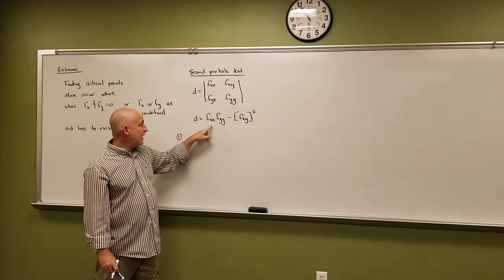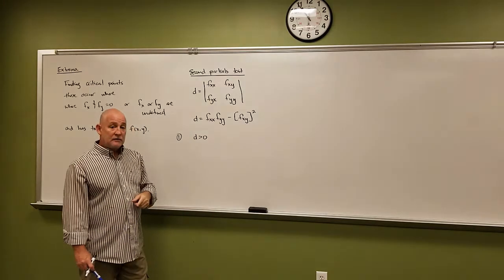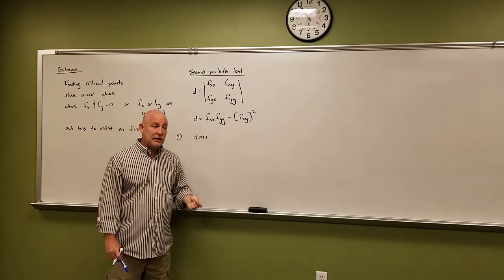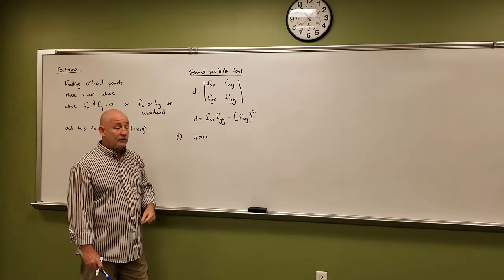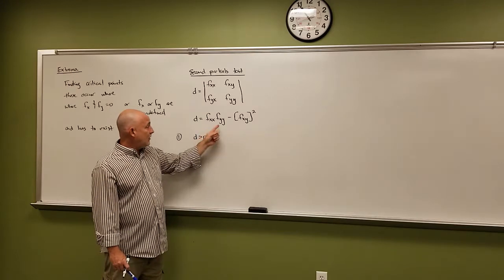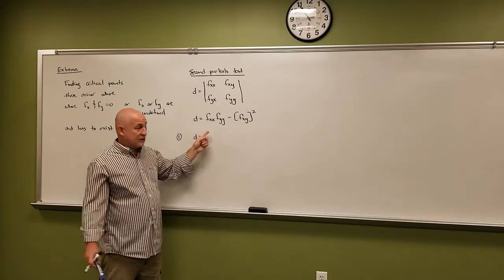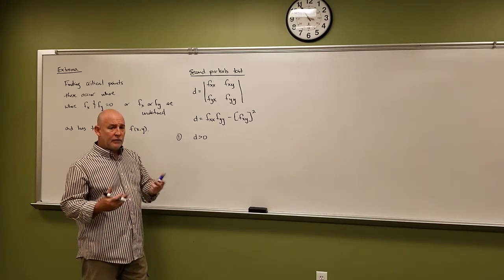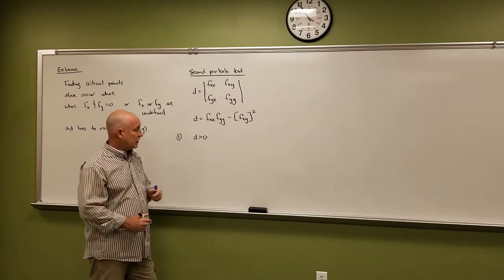Well, if this is a positive value, that means they both have to be the same sign. So either f sub xx and f sub yy are both positive, or they're both negative. To reason that out, all I have to do is look at one of them, because I know they have to be the same if this is positive. Most textbooks look at f sub xx, but it really doesn't matter. You can look at either one.